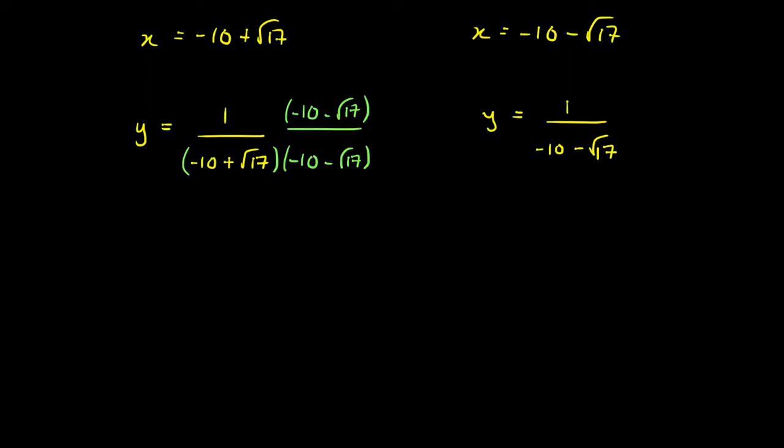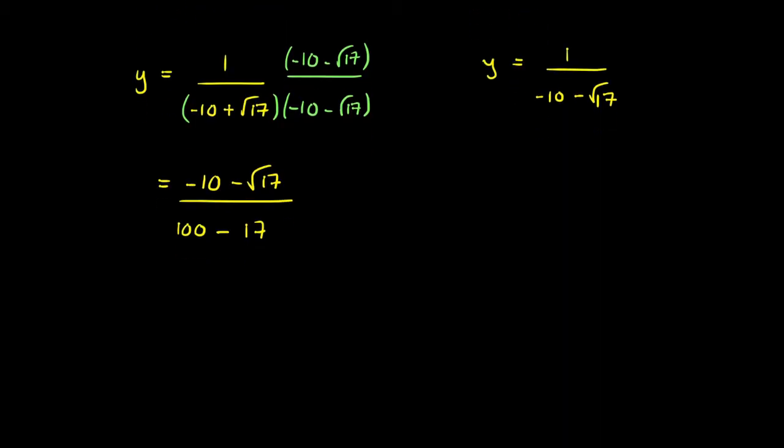So on the top, we will get negative 10 minus root 17. On the bottom, we get negative 10 times negative 10, which is positive 100. And negative 10 times by negative root 17 is going to be positive 10 root 17. And then root 17 times by negative 10 is negative 10 root 17. So those cancel off. And then we've got root 17 times by negative root 17, so we're going to get negative 17, because root 17 times root 17 is just 17. So this will be negative 10 minus root 17 over 83. That's the y coordinate.